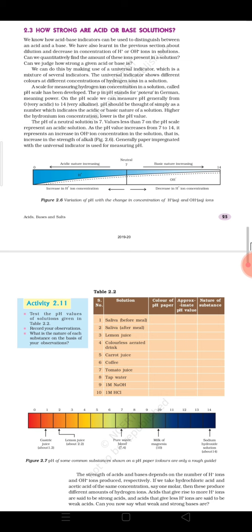Now, can we quantitatively find the amount of these ions present in a solution? Can we judge how strong a given acid or base is? Before understanding this, I will tell you something related to strong acid and weak acid. That is actually related to the concentration of hydrogen ion in the solution.